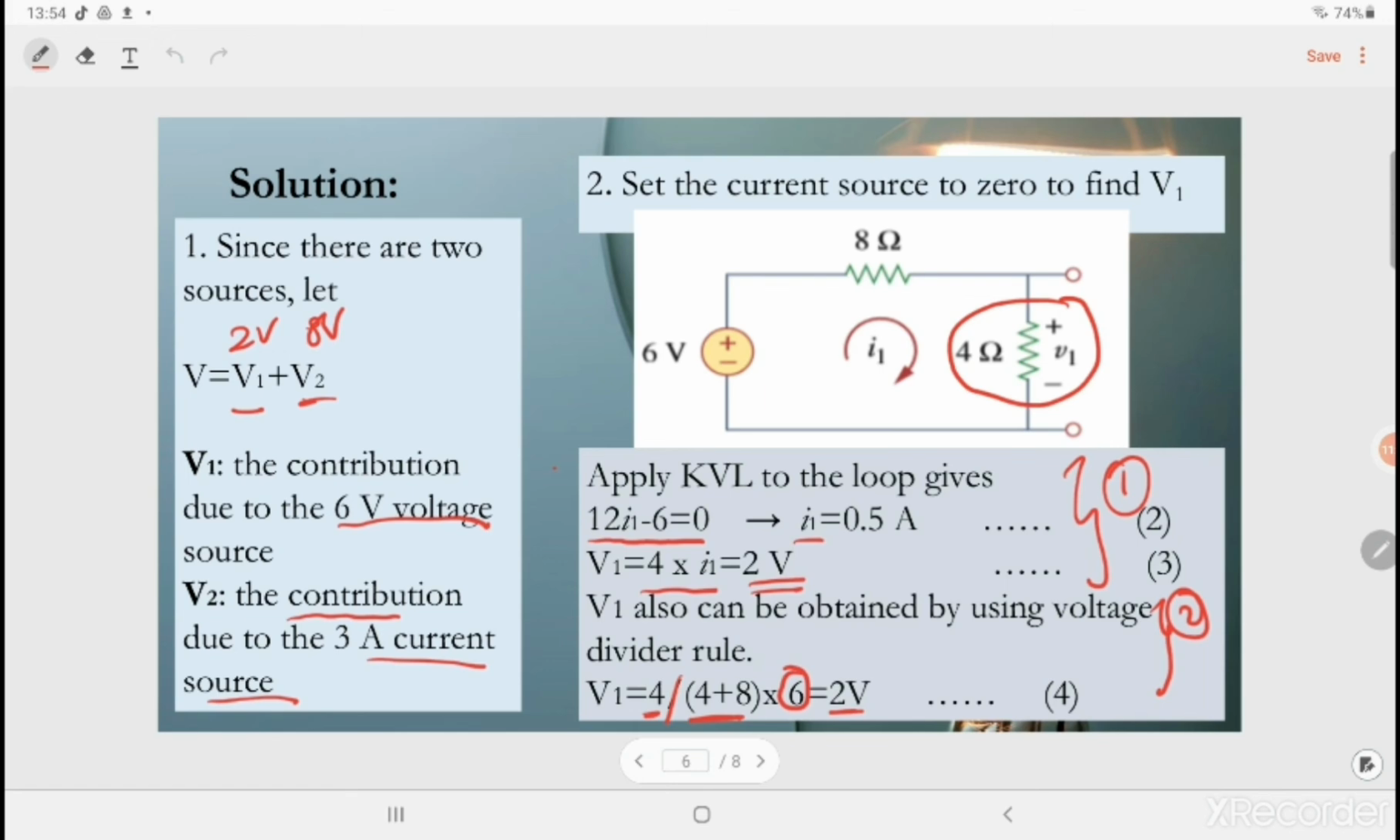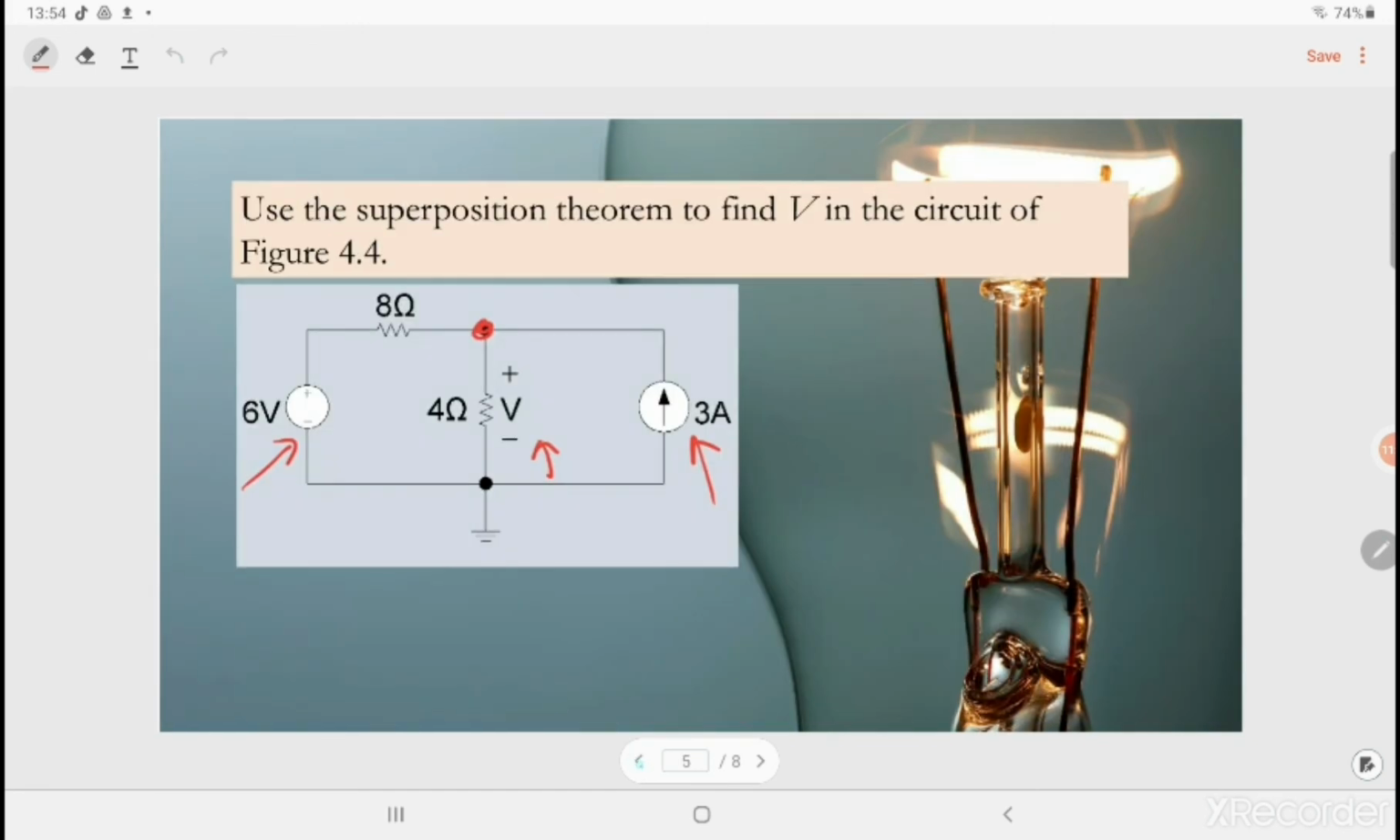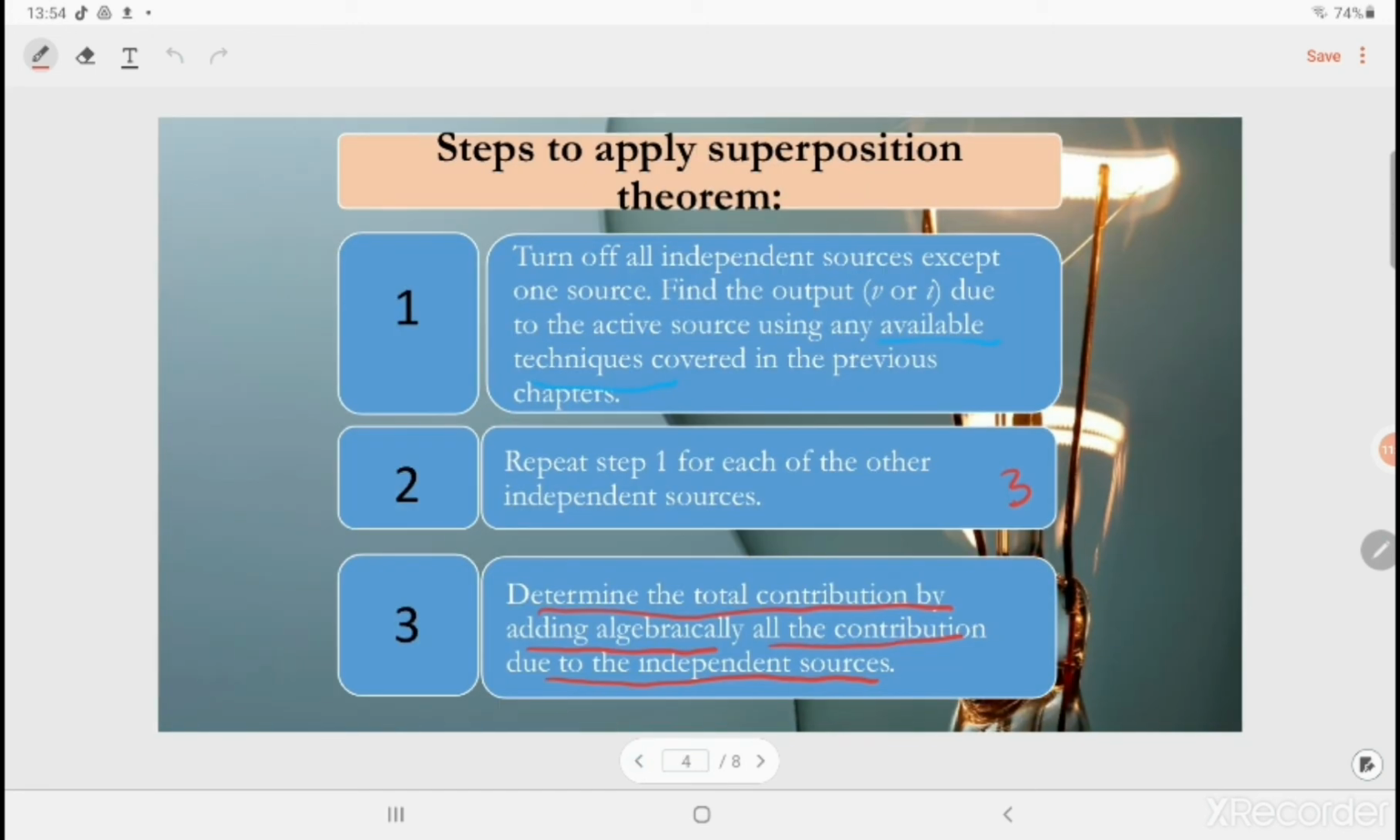I think it's not that complex. As long as you know the superposition theorem, you need to consider at one time only one independent source active, and the other independent sources need to be turned off. If your circuit has three independent sources, you need to consider all three, and at the end do a summation of the values that we got. Superposition can be quite complex for a larger circuit.